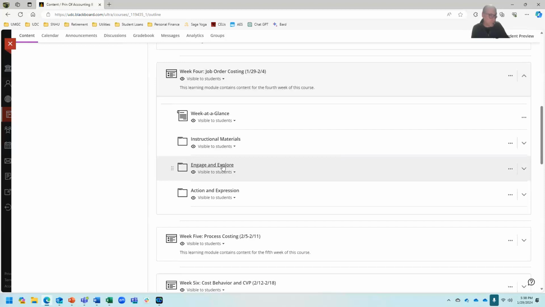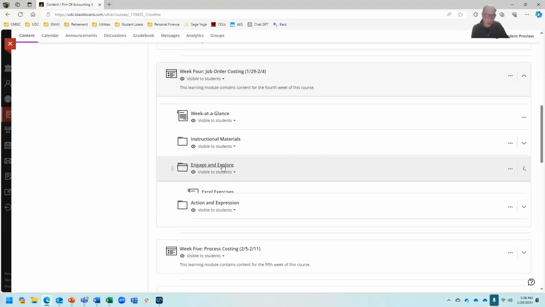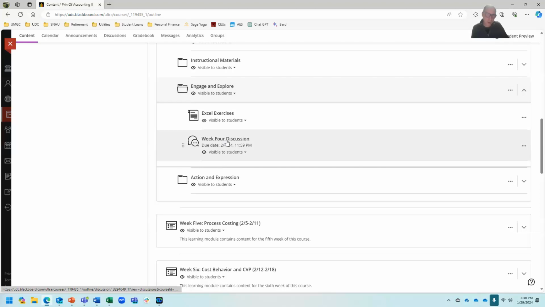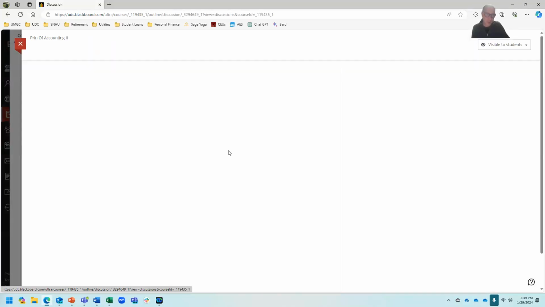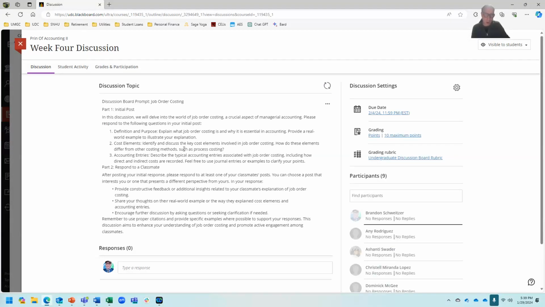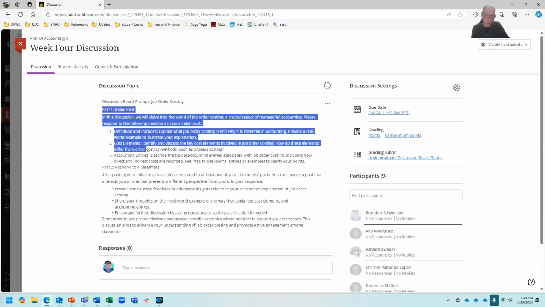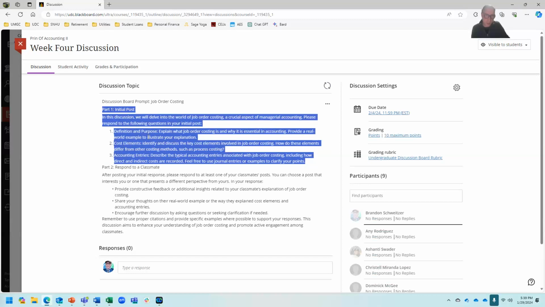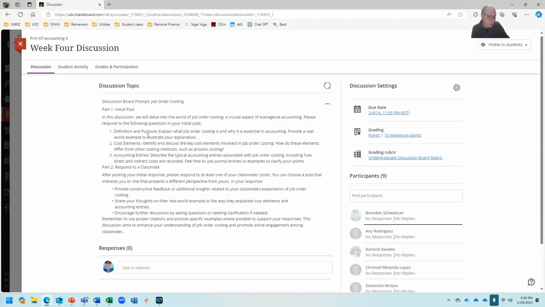So here we are in week 4. There are 2 action items we have for this week. Under Engage and Explore, we have a discussion board. This is the week 4 discussion board, and it's, of course, based on job order costing. In this discussion board, the first part is your initial post. You're going to be responding to these 3 questions. In your original discussion post, I would like you to complete that by Thursday night.